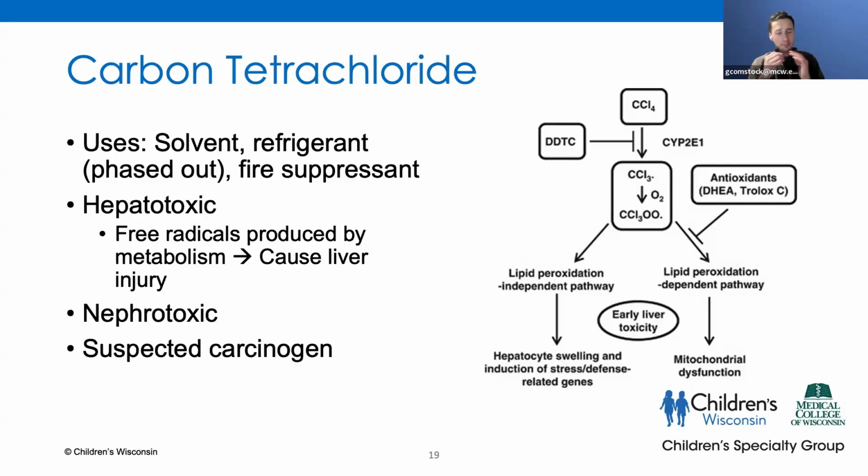So these patients can really develop a profound liver injury, with massive elevations in their transaminases, things to that effect. Also, some nephrotoxicity, and it's a suspected carcinogen. But if you were to get a picture of carbon tetrachloride with some liver injury, it would be a good opportunity to think about providing different antioxidants and things like that. And probably acetylcysteine would be another way to go as well.